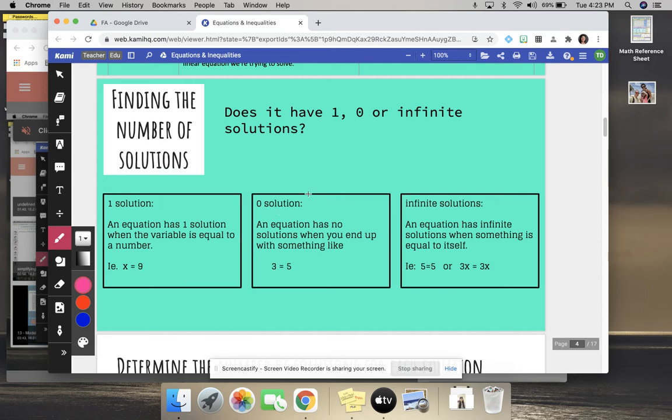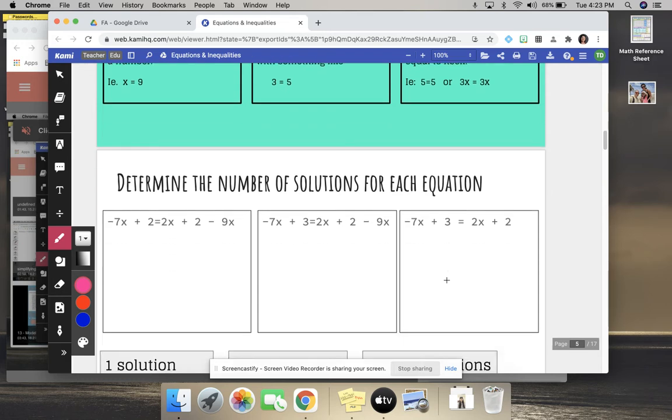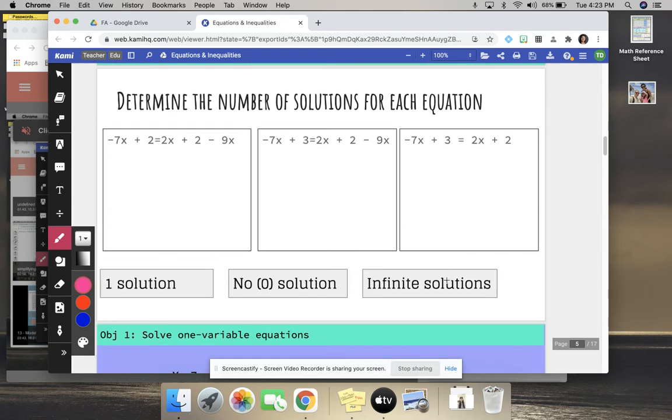Zero solutions is when you end up with something like this, 3 equals 5. That means it has no solutions. Infinite solutions is when you have something that's equal to itself. For instance, 5 equals 5 or 3x equals 3x. So we're going to determine the number of solutions for each equation.